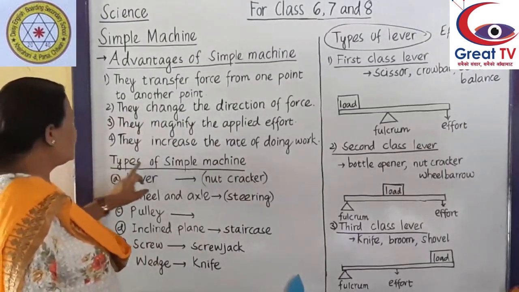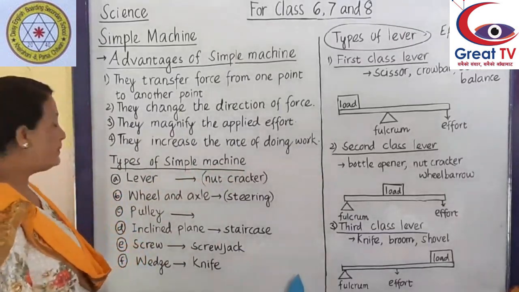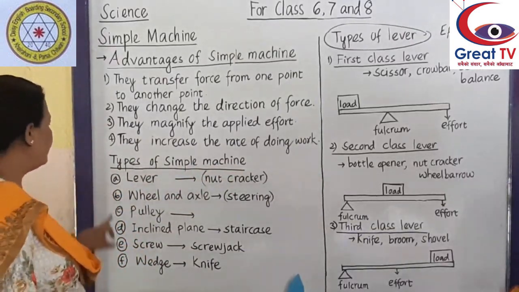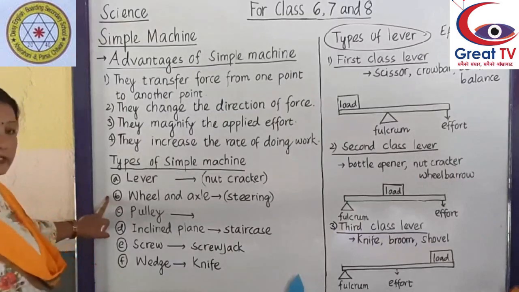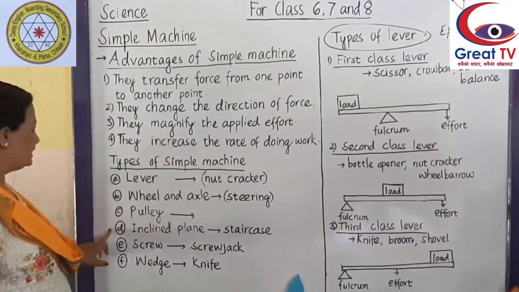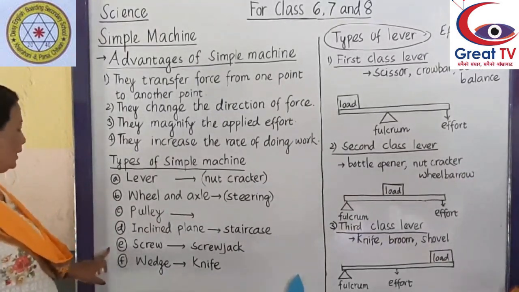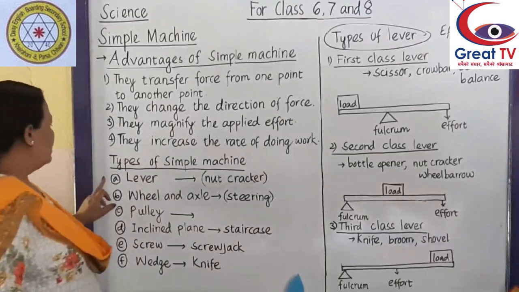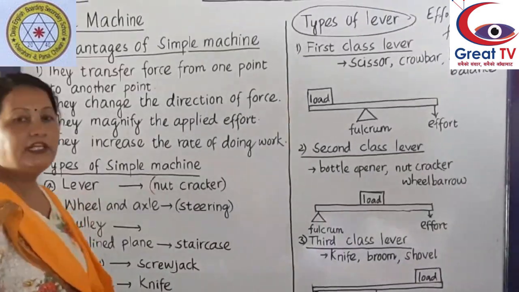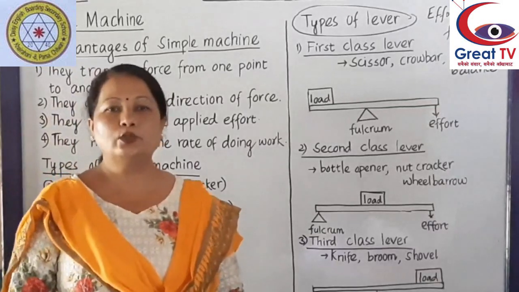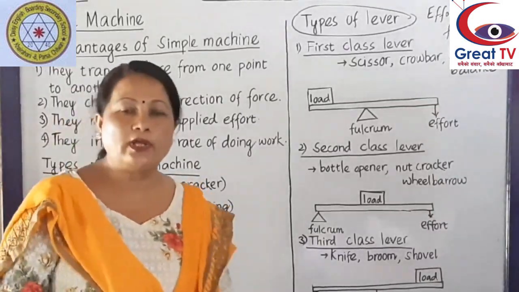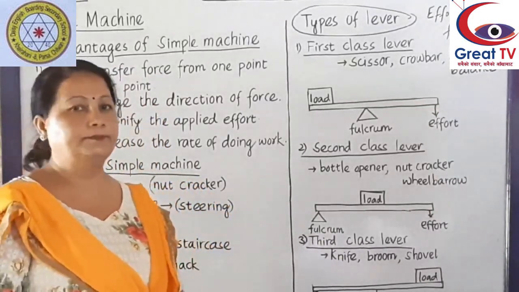Now, types of simple machines. Simple machines are of 6 types: lever, wheel and axle, pulley, inclined plane, screw and wedge. Now, lever. A lever is a rigid bar that rotates about a fixed point that is called the fulcrum.